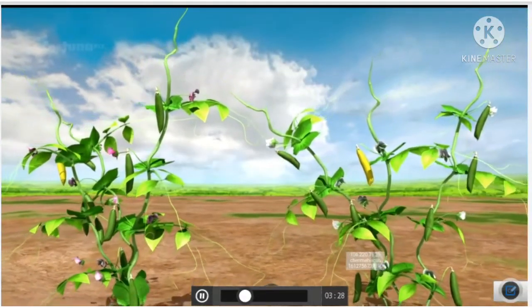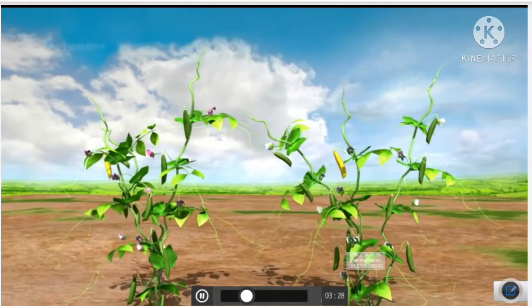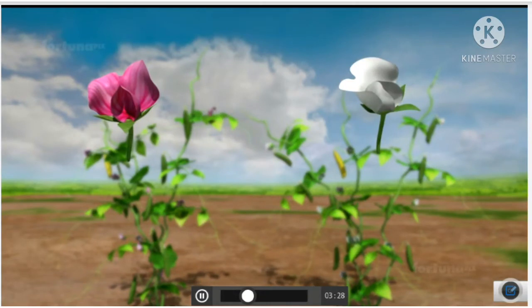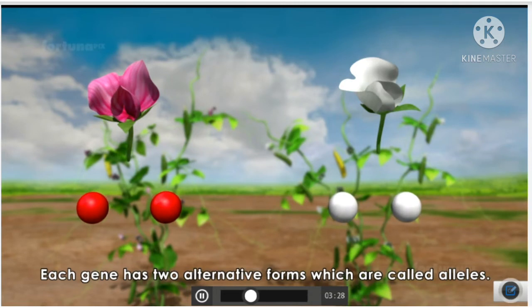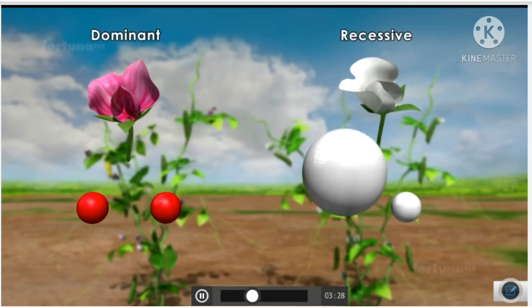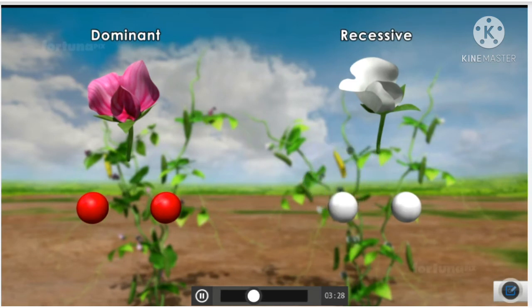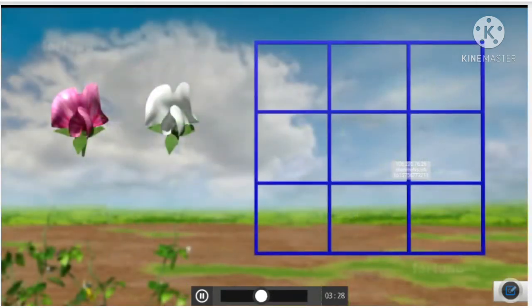Let's create a Punnett square to see the possible outcomes of a monohybrid cross. Let's consider the color of a flower, which is controlled by a single gene. Each gene has two alternative forms, which are called alleles. Red is the dominant color and white is recessive. A symbol is designated for each allele in the gene pair. The dominant allele is represented by a capital letter R for the color red. The recessive allele is denoted by the corresponding lowercase letter, in this case lowercase r for the color white. Because both parents have the genotype capital R lowercase r, each can produce only two types of gametes, either capital R or lowercase r.